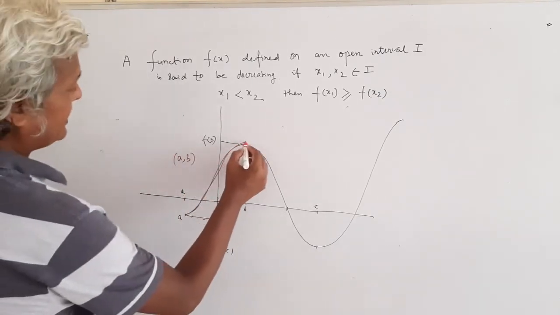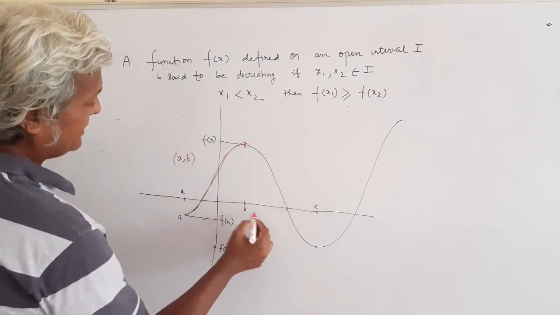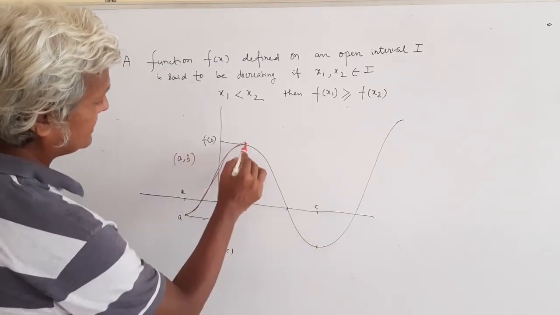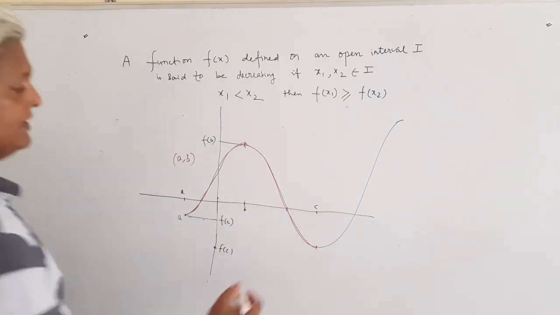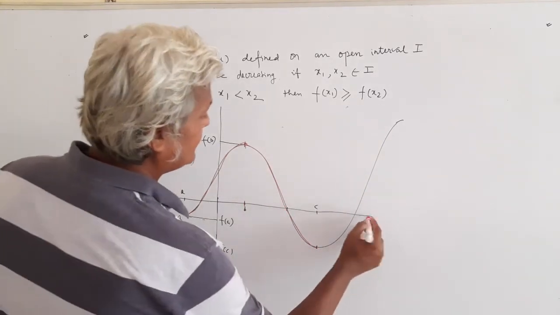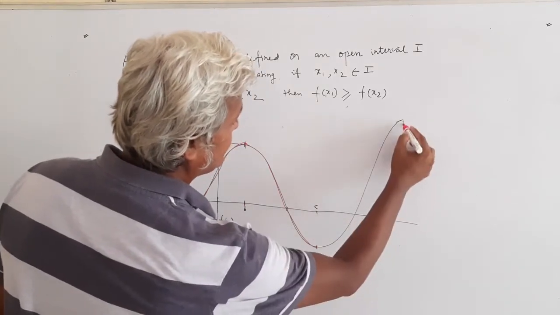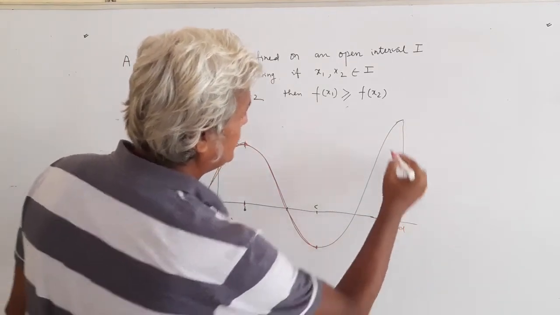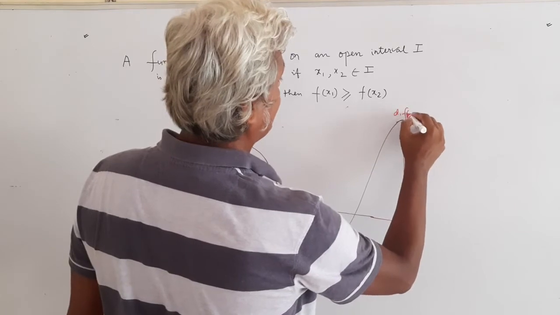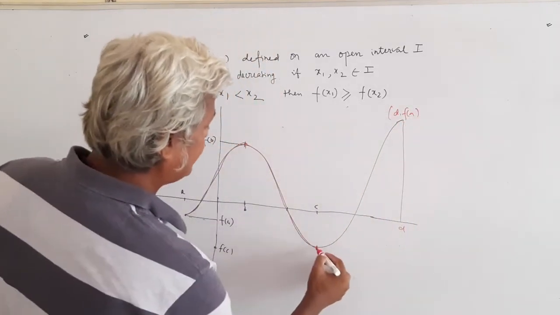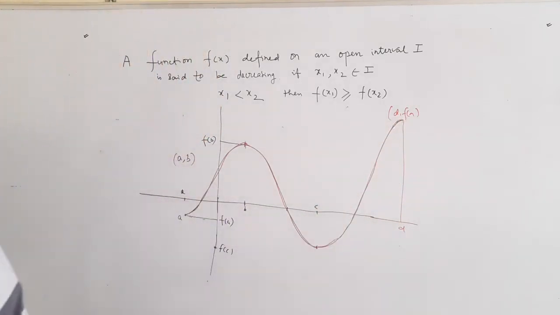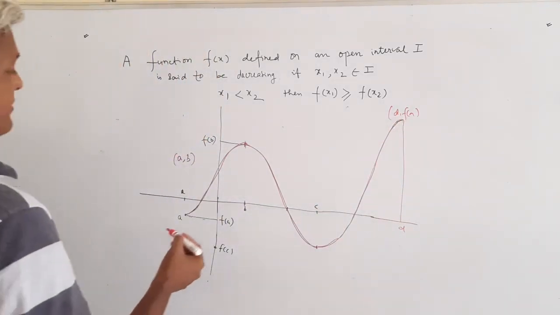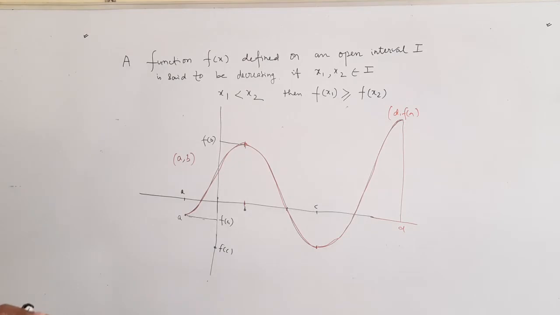Now from the point b to this point c, the graph is strictly decreasing. From the point c to this point d, so this coordinate is d and f(d), again from here to here, the graph is increasing. Now, when we find slope, you know that the slope is the tangent.